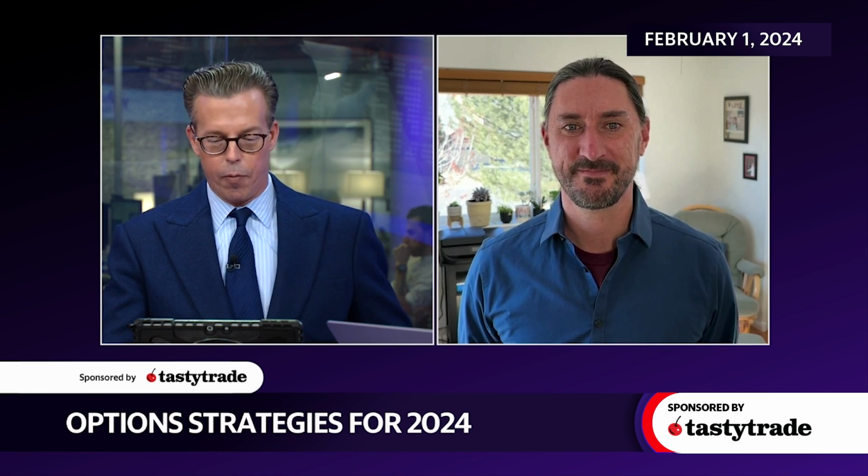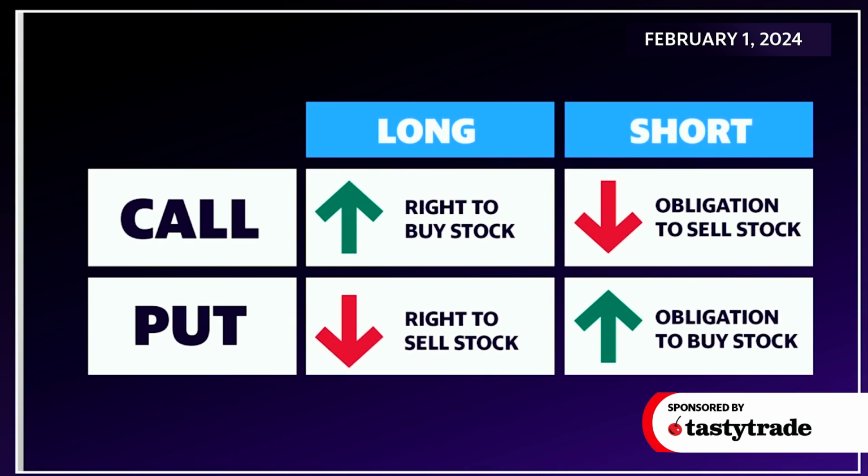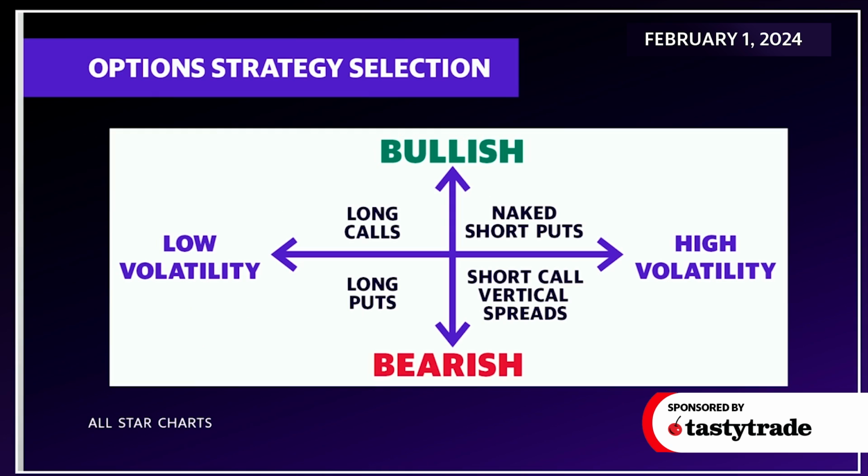I want to show the viewers at home the Wi-Fi Interactive, and hopefully you can see this too. I've been showing this screen all week. We have calls and puts. You can go long a call, and that gives you the right to buy a stock. You can also short it. That gives you the obligation to sell it, and vice versa. But what I want the viewers to see is a quadrant system that you've come up with to help you find the right options in the current market environment.